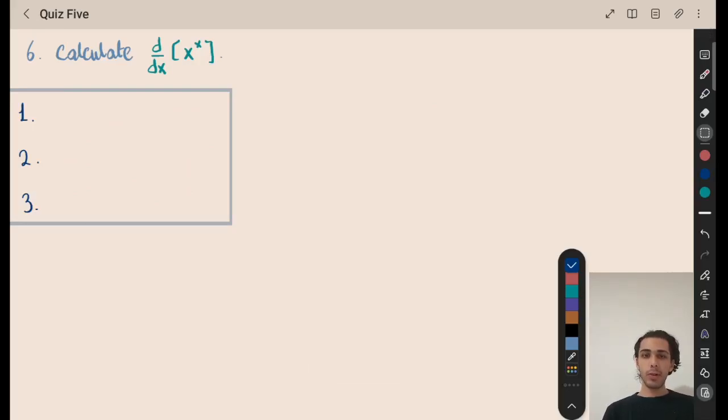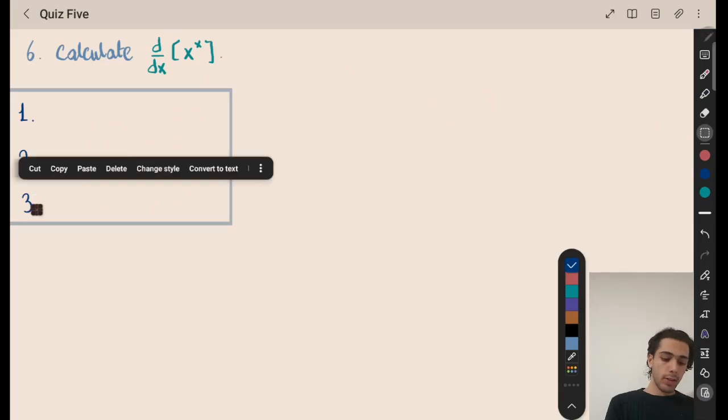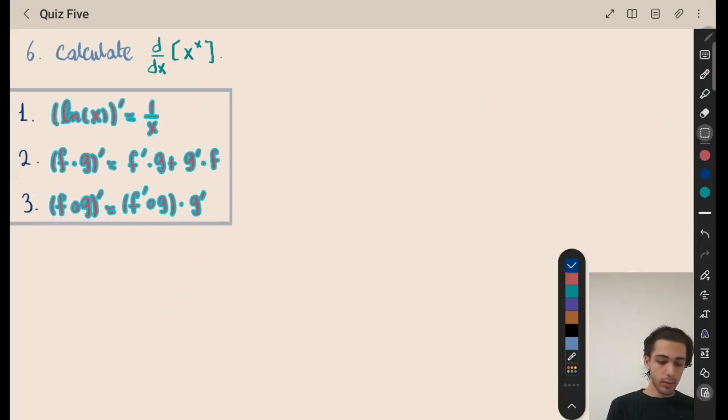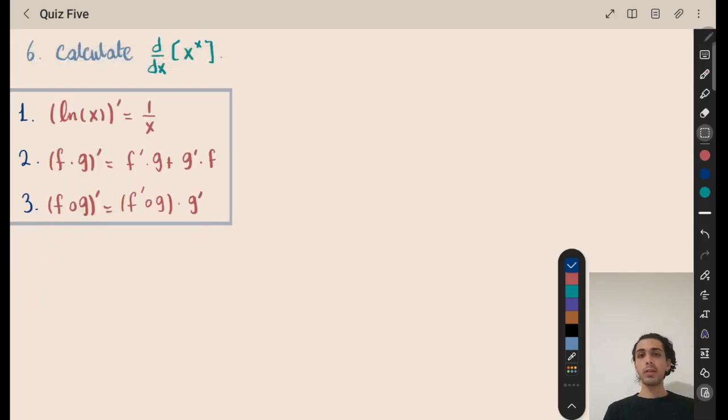Find the derivative of x to the x. Well, I think these facts are good if you would like to use an implicit differentiation approach to this problem, which is my personal favorite. There are, of course, other ways to do this problem, and that's, again, the beauty of mathematics.